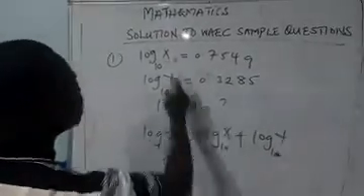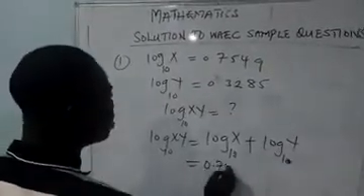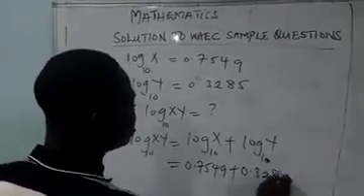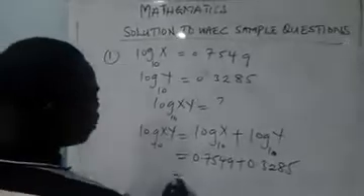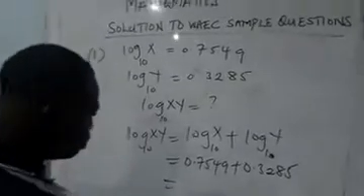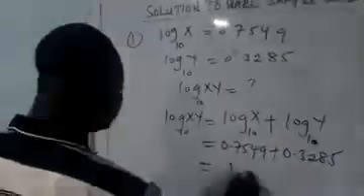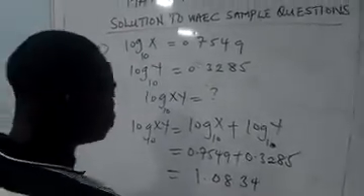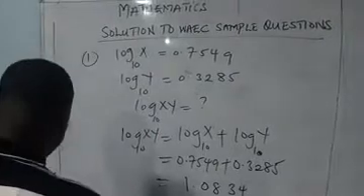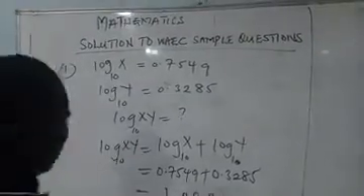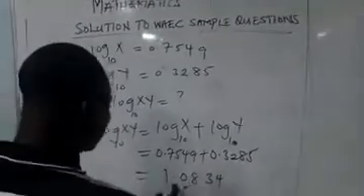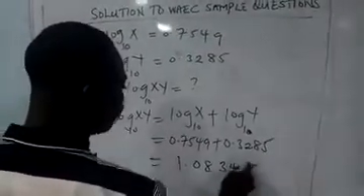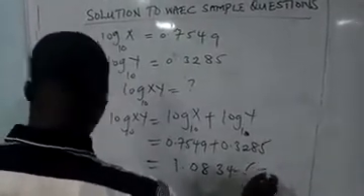Okay, what is log x base 10? You are given that to be 0.7549 plus 0.3285. Okay, now when you add this together, you are going to have 1.0834. Though that option is not in the question, we have something similar to that, which is 1.0826. So we go for this option C.